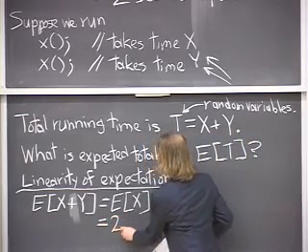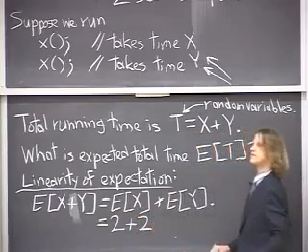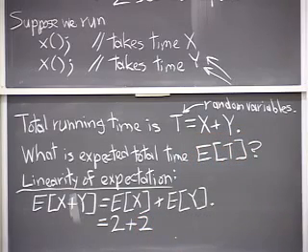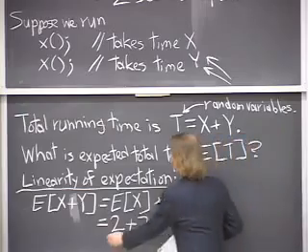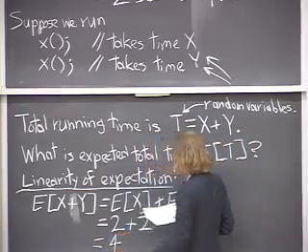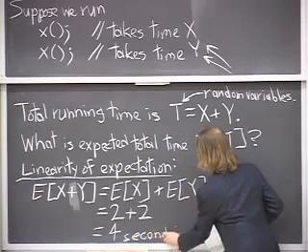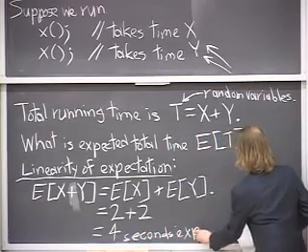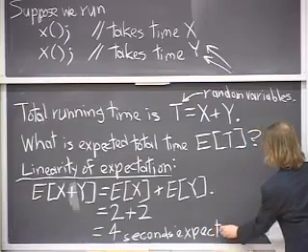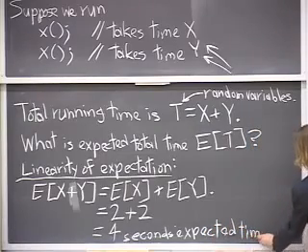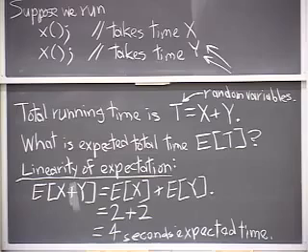So our expected value of our code sequence is, well, X will take 2 seconds on average, and Y will take 2 seconds on average. So that comes up to a sum of 4 seconds expected time. Well, as long as X happens with probability 0.5 and Y happens with probability 0.5, this is true even if X and Y depend on each other.